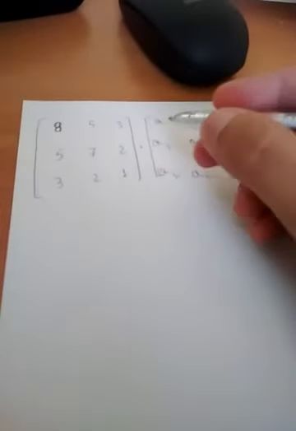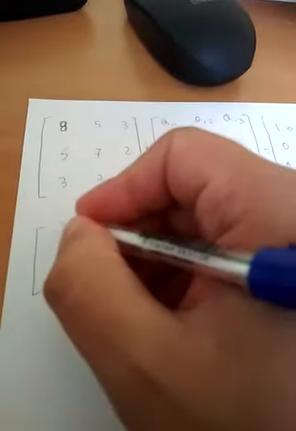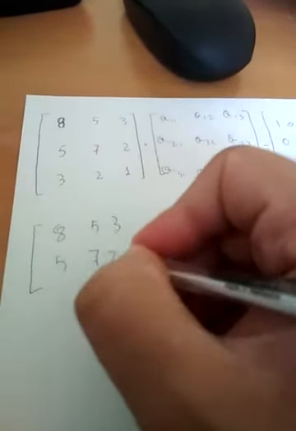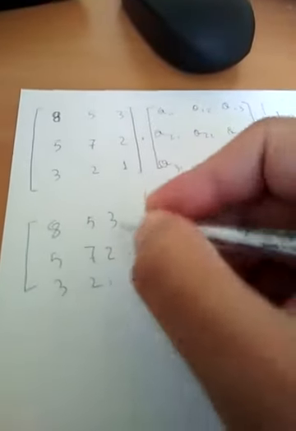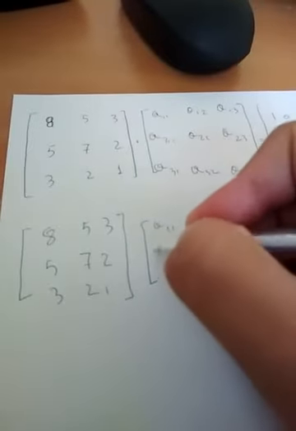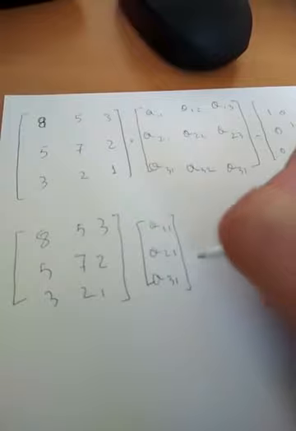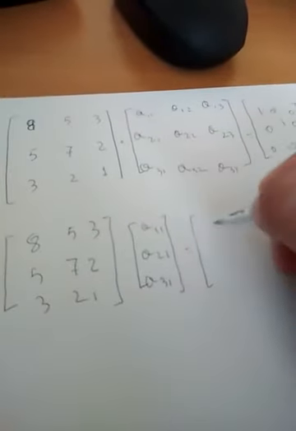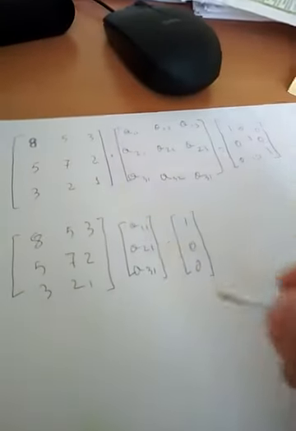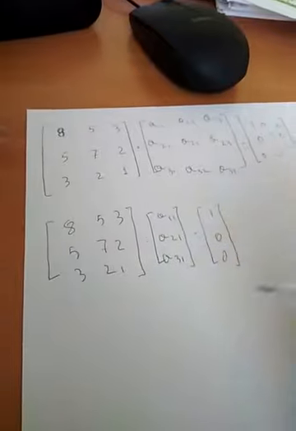Alright, so now to calculate the first column, all we have to do is write our matrix again. 8, 5, 3, 5, 7, 2, 3, 2, 1 times A11, A21, A31, and this should be equal to 1, 0, 0. Okay, so now we can solve this using the Gauss elimination that we already know.